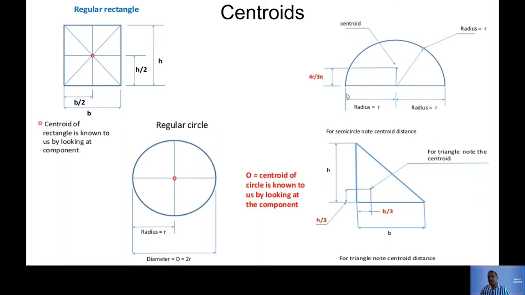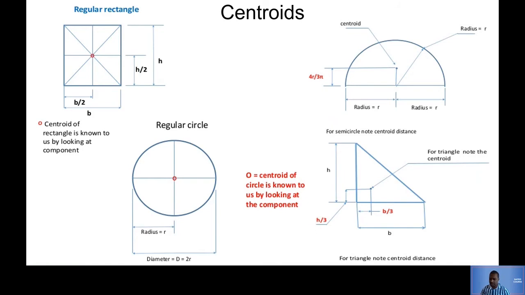Now let's look at half a circle, rather, since we've looked at a full circle. This is half a circle, so its distance is the radius, r, which is at the center when you look at the base part. But when you look at the height part of the half circle, it's at a distance of 4r, which means 4 times the radius divided by 3 pi. Those are the distances of the centroids. I hope those are clear.